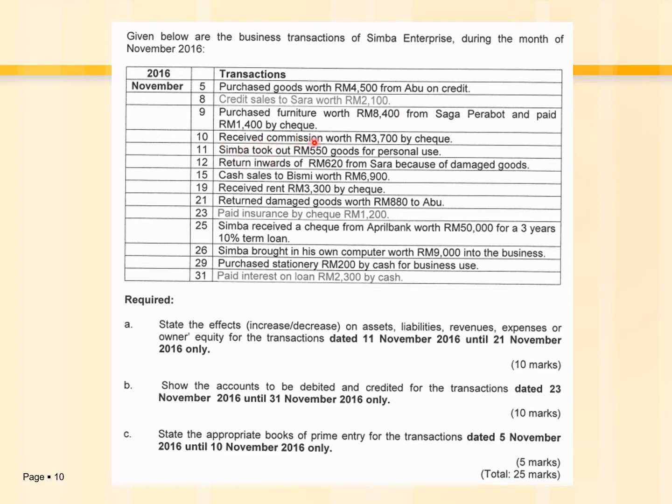10 hari bulan receive commission worth 3,700 by cheque. Yang ni obviously kita akan record dekat the cash receipt journal. So, siaplah untuk 4 daripada 5 sampai 10 hari bulan. Okay.